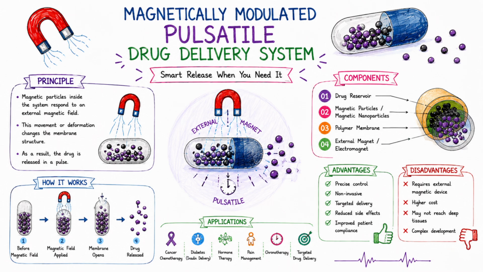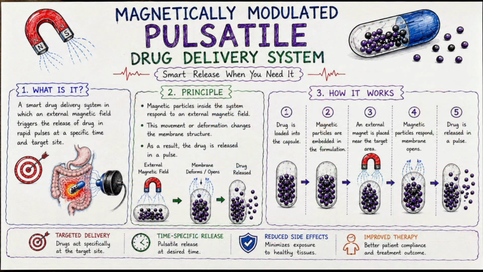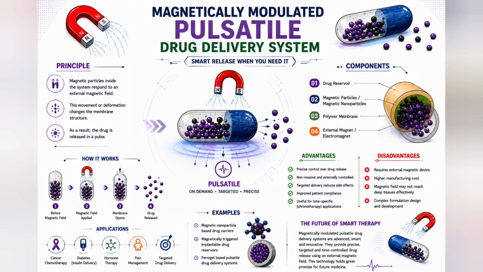Write the definition in 3 or 4 short points, and draw a magnet above a capsule and show the particles moving out using arrows in the principle. For how it works, draw 5 small pictures: drug loaded, magnet applied, membrane opens, drug released, magnet removed. Finally, decorate the poster using arrows, small medicine icons, magnetic field lines, and different colored headings. Keep the text short and let the diagrams explain the concept. This makes your poster very attractive, easy to understand, and presentation ready.